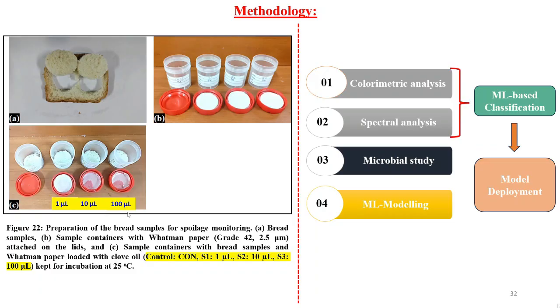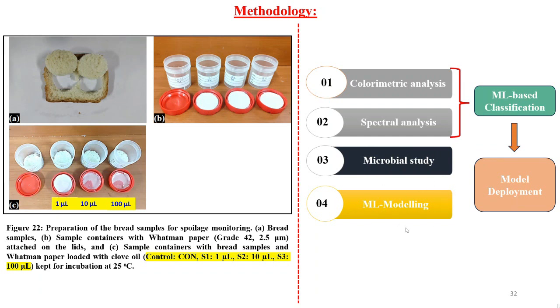Clove oil, as you all know, is an antimicrobial agent, and when we close this system, it will form vapors, and those vapors of the clove oil will be able to restrict the microbial growth. So first we did the colorimetric analysis, then the spectral analysis, then we conducted the microbial study, and lastly we developed the ML models.